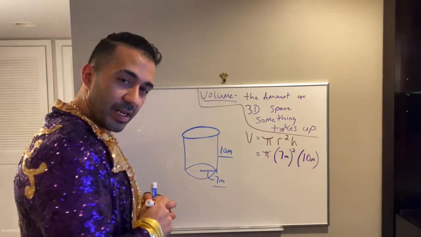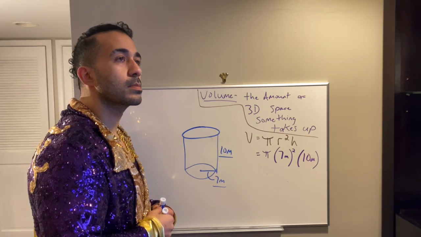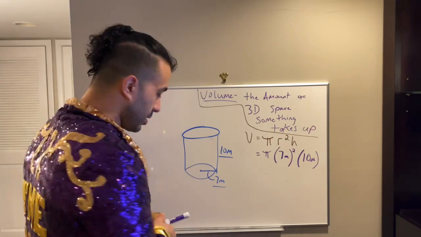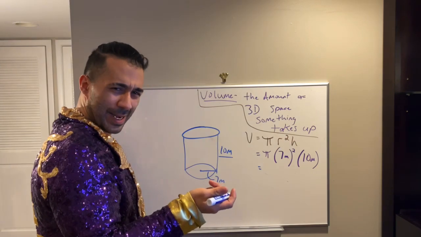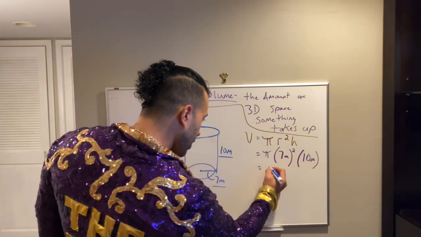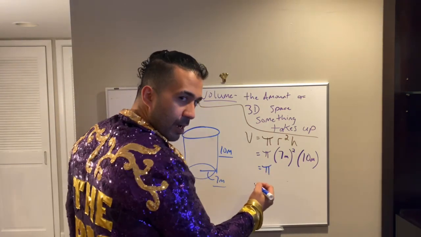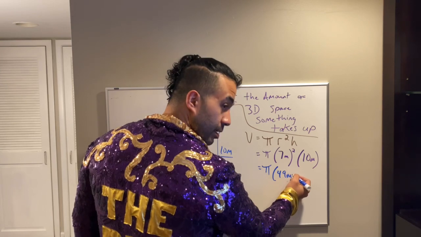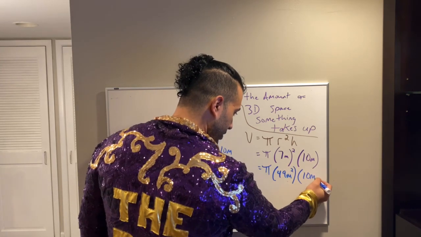Now I ask you out there, what's 7 times 7? I'll wait. If you say 49, you're the real Mr. Smart. And then we rewrite again. It doesn't hurt to rewrite. You've got time, pa. We have the pi, 7 times 7, the 49 meters squared. Don't forget, 49 meters squared times 10 meters.